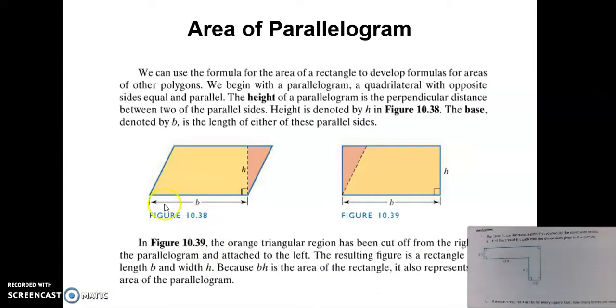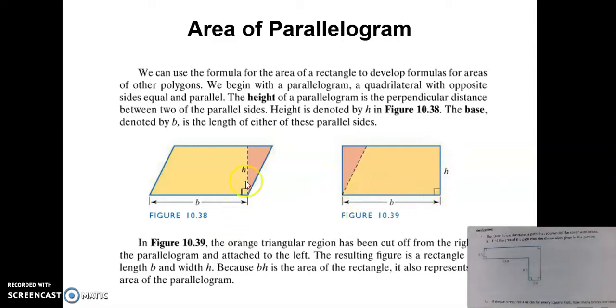So here we have a parallelogram. We have parallel sides and we have parallel sides. And it's kind of like a rectangle slanted. And what we find is if I dropped a perpendicular and I have this triangle here and I moved it over to this side and I just placed it right here, we find it fit perfectly like this does to create a perfect rectangle. And so therefore the area of the parallelogram is simply the base times the height.